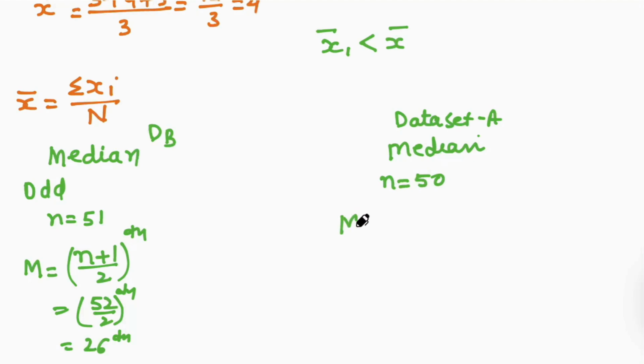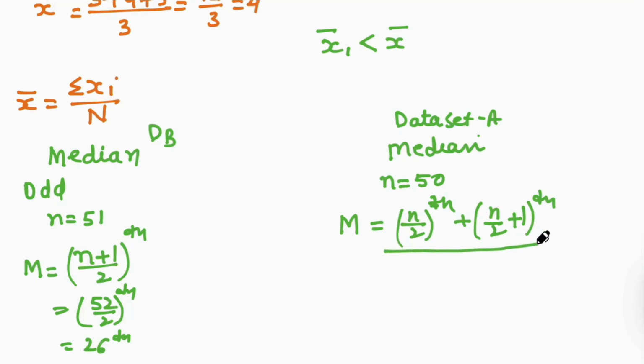In that case, when the number of observations is even, we use the formula: n by 2th plus n by 2 plus 1th observation, the mean of these two observations. Just see, here I've written n plus 1 whole over 2. Here n is over 2 and then 1 is added. So n by 2th, that means 25th, and n by 2 plus 1, 26th observation, divided by 2.